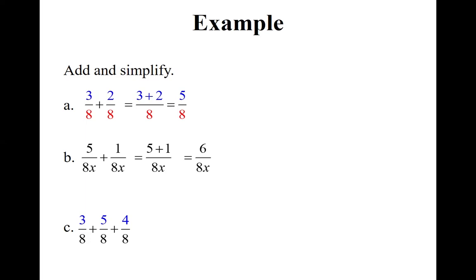We can simplify this. 6 is 2 times 3. 8 is 2 times 4. The 2's cancel. We're left with 3 over 4x.